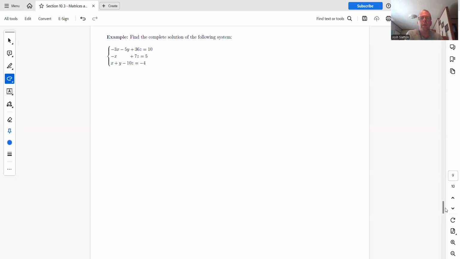All right, so a couple last examples here. Find the complete solution for the following system. So we're going to write the augmented matrix: -3, -5, 36, 10, -1, 0, 7, 5, 1, 1, -10, -4.